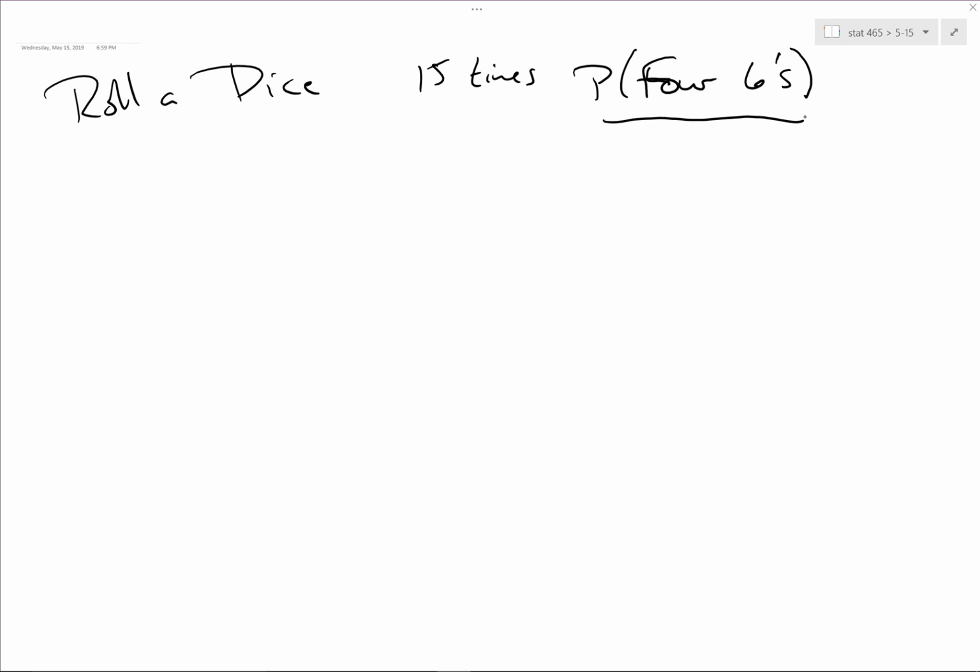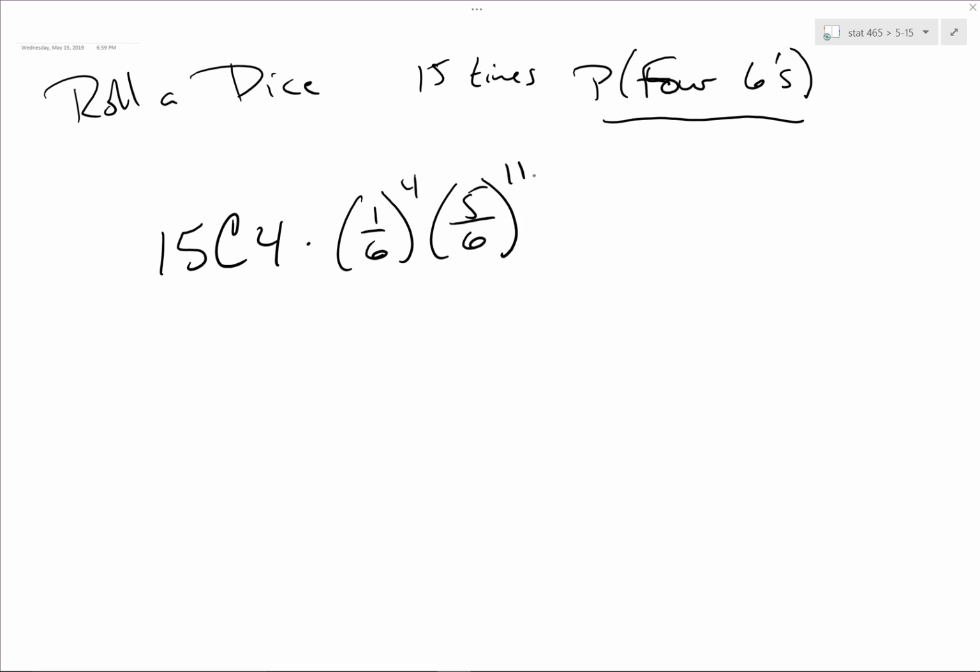So when you look at this, I didn't mention the 3s, the 2s, or the 1s on the dice. I only talked about 6s. So either they're 6s or they're just combined into not 6s. So it's going to be 15 choose 4 times 1/6 to the 4 times the rest of them to the 11 power, right?